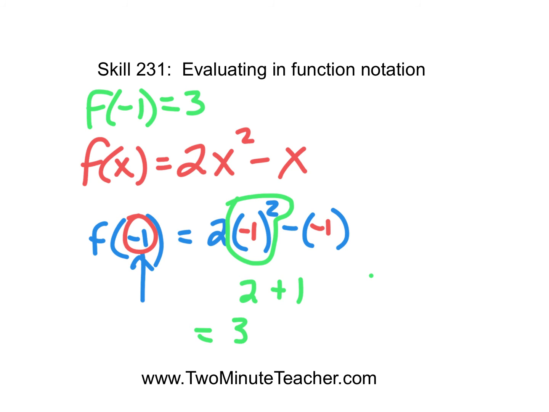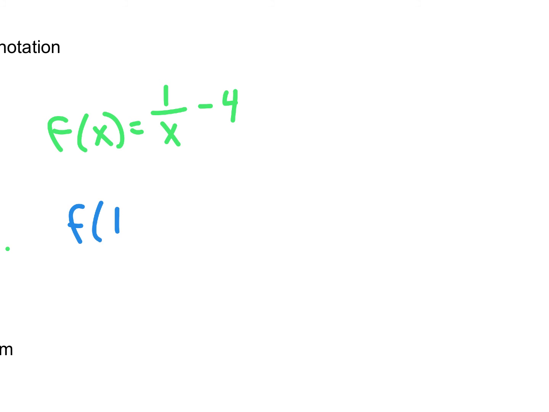All right, let's do one more for practice here. Let's say that we had f of x was 1 over x minus 4. And they said, figure out what f of 1 was now. Well, I would put an empty parenthesis where x was. Sometimes it won't matter. Sometimes it matters a lot. So I always recommend putting in parentheses where the x was.